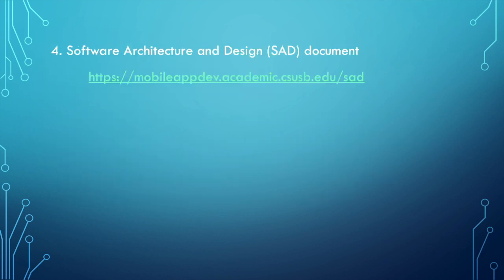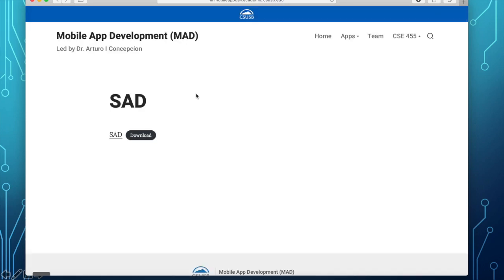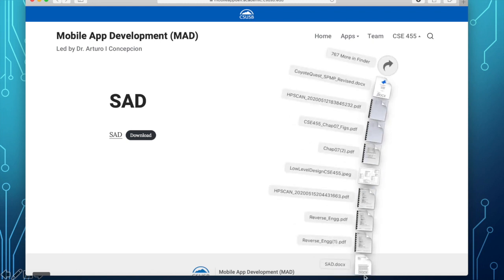All right. So just a reminder about the software architecture and design. Let me just show you that again.